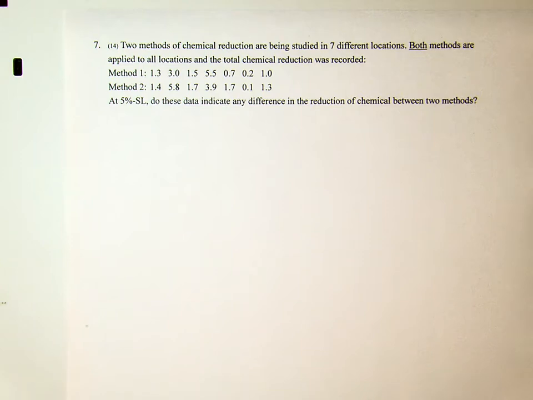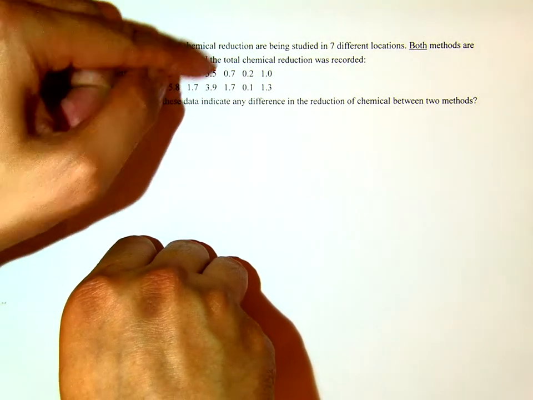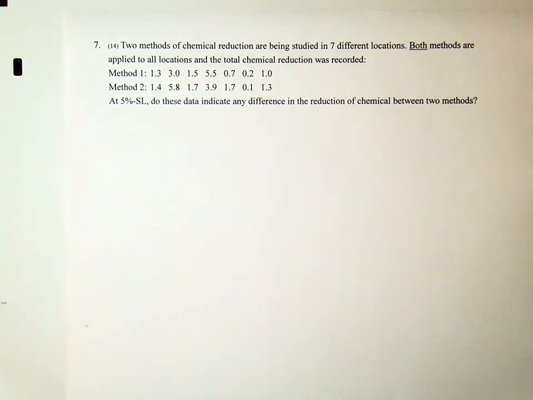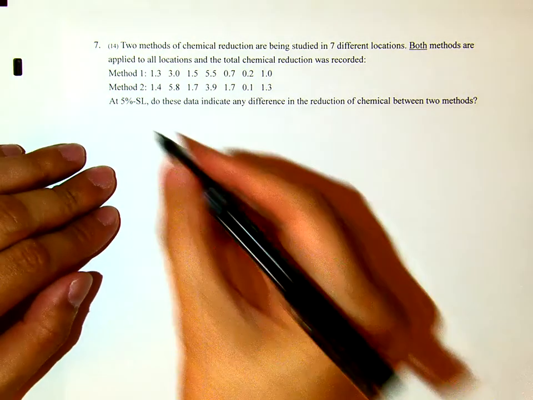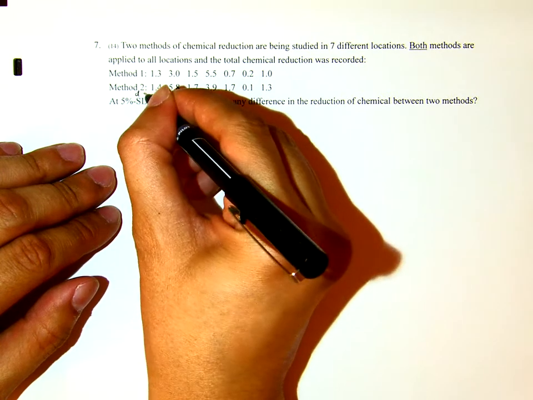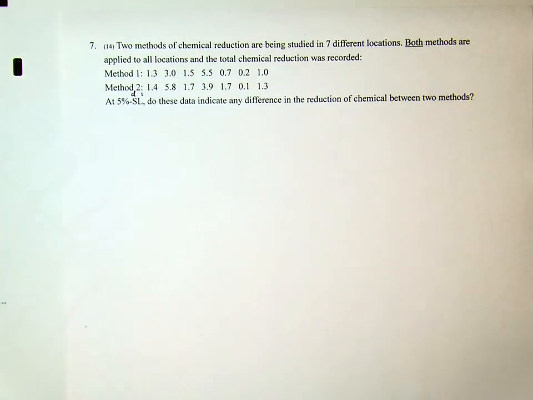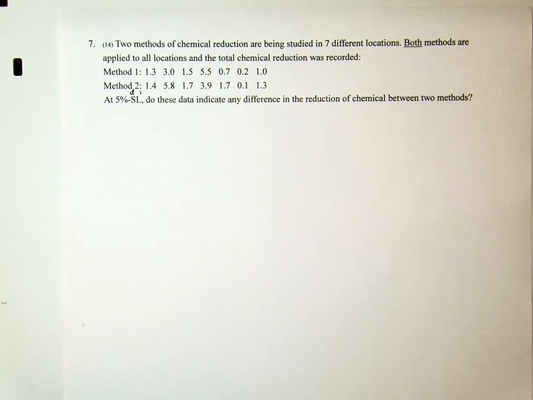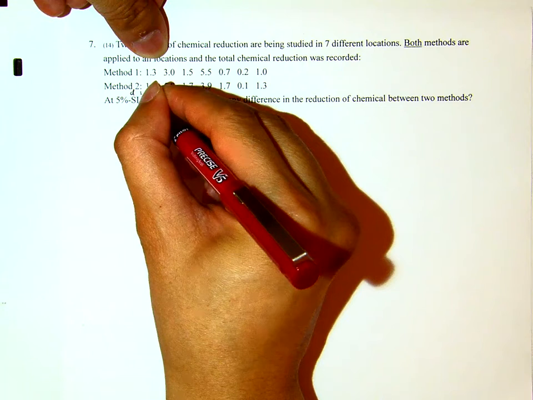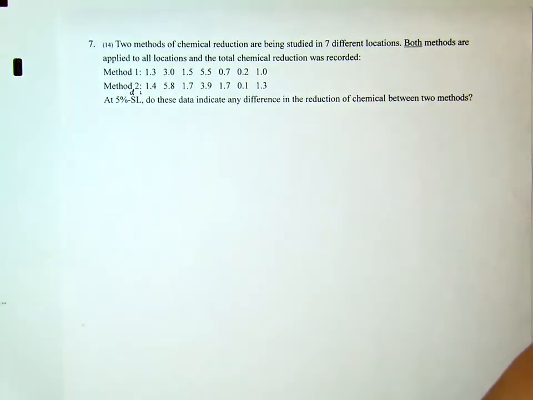Notice that you apply both methods to all locations, so we have paired data. What I will do next is find the difference between those two. Let me do it down here, and let me use red color. I will find the difference between these two methods. Because we don't know which one is first and which one is later, you can subtract in any direction.